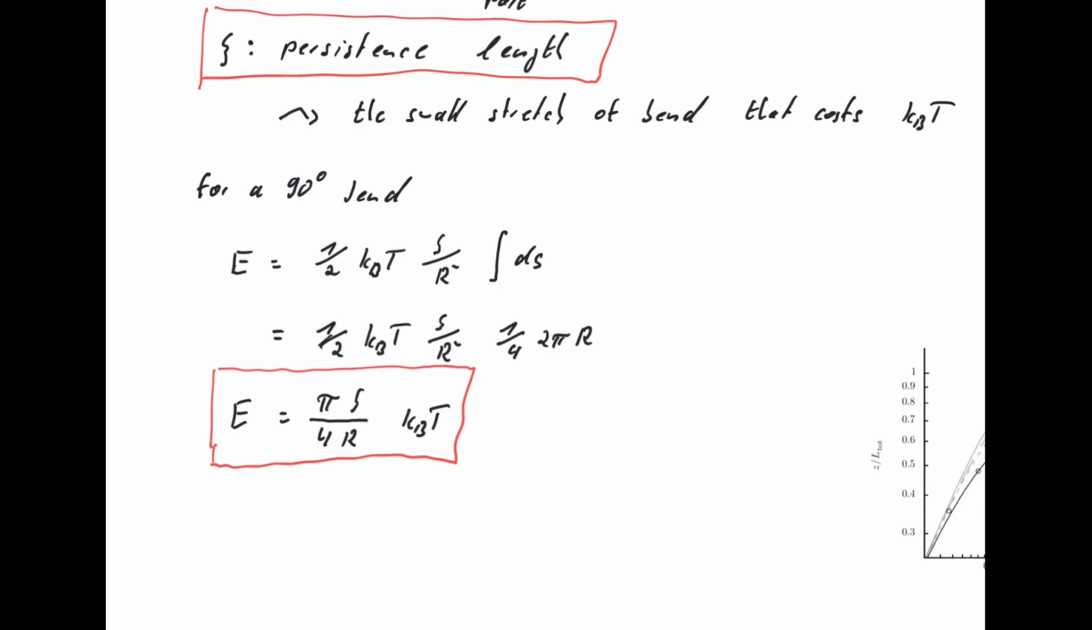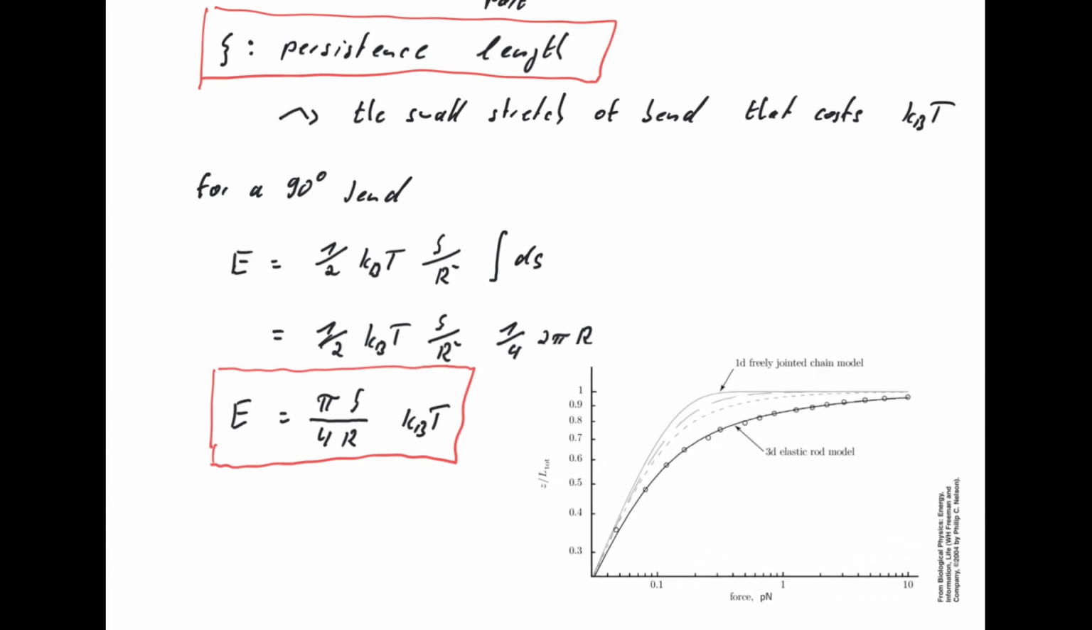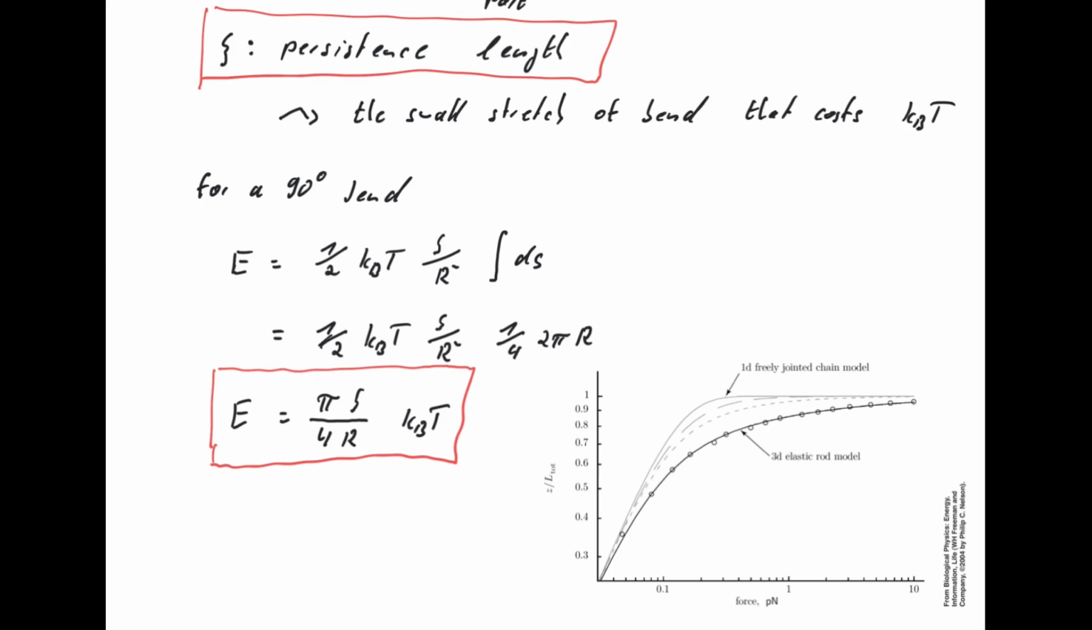Now, fitting such a model to the data, and that is shown right over here, you see the force distance or extension curve, and the dots display the data. We see that the 3D elastic rod model is actually very nicely explaining our observations. And from a fit to those data, we obtain that DNA has a persistence length in the order of 50 nanometer. So on a length scale of 50 nanometer, the DNA is basically a stiff rod.